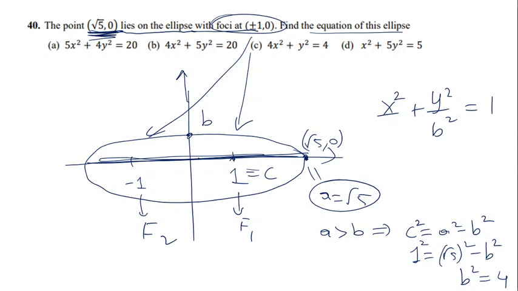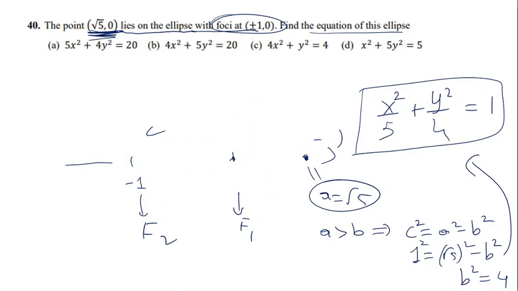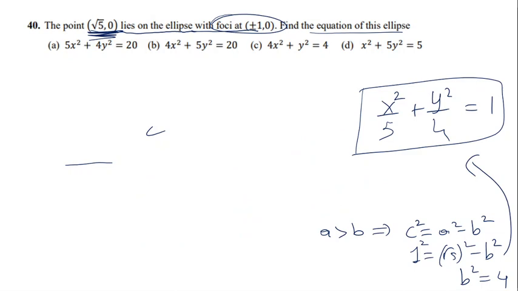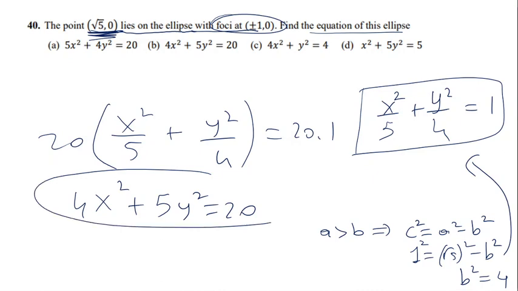Now we can put everything in and find the equation. a squared is 5 and b squared is 4. This is the equation for it. But we don't see exactly the same equation among the choices. What we do here is multiply both sides by the common denominator, which is 20, and you get x squared plus 5y squared equal to 20. So it has to be B.